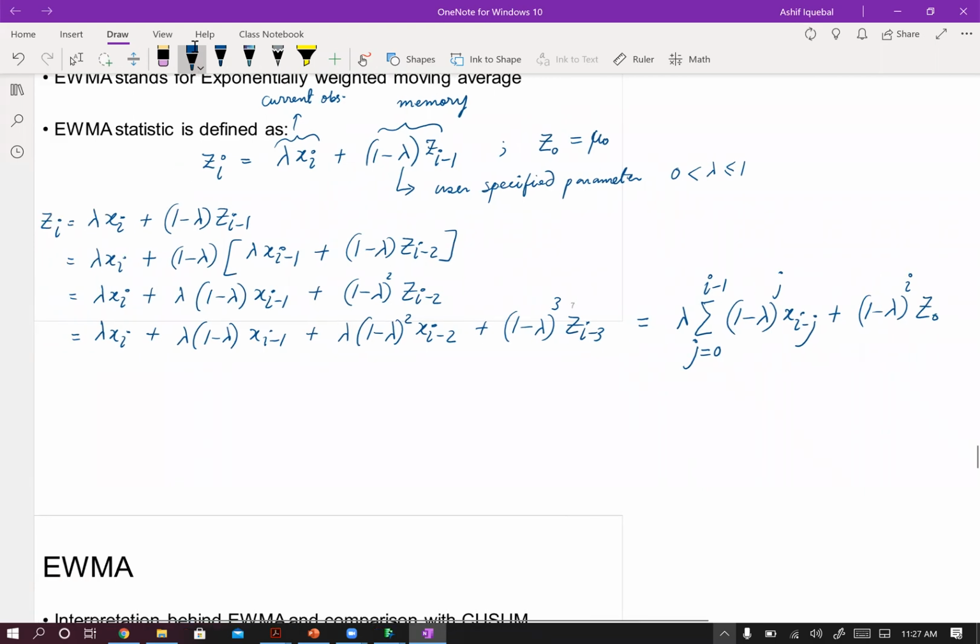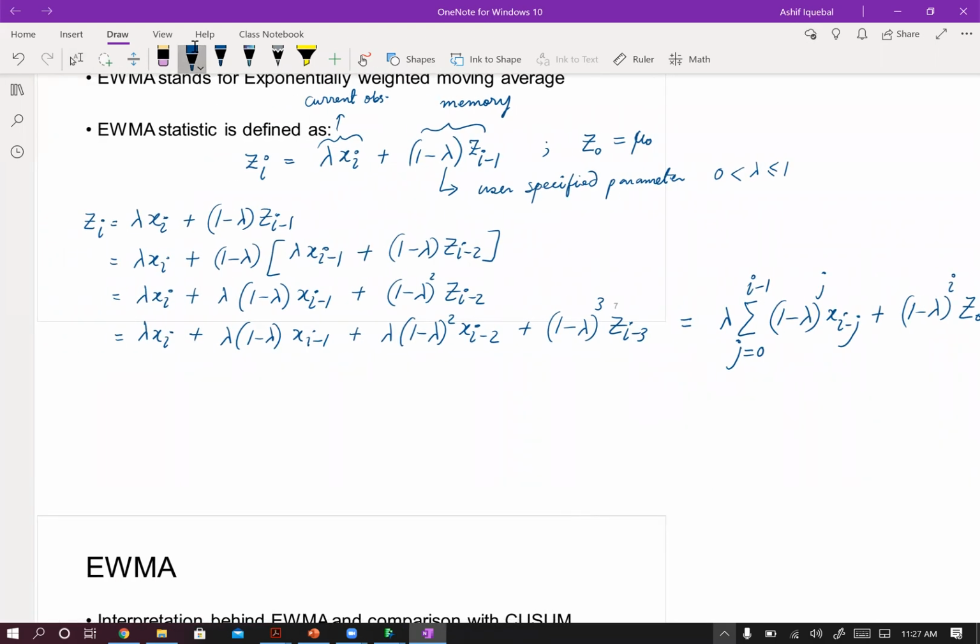Now, let's try to focus on this last term here, the one that I have underlined right now. If you observe this, xi is our current observation, right? Xi minus 1 is my previous observation. Xi minus 2 is the previous to previous observation. So starting from the second term onwards, these are all our historical terms. In other words, this is our memory. Now, if you look at the historical terms, they are weighted by lambda times 1 minus lambda to the power j. You can actually even ignore lambda here. You can just focus on 1 minus lambda to the power j.